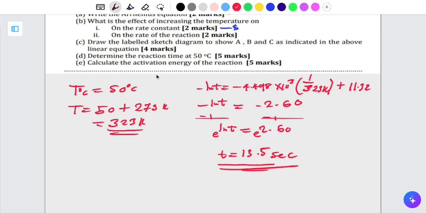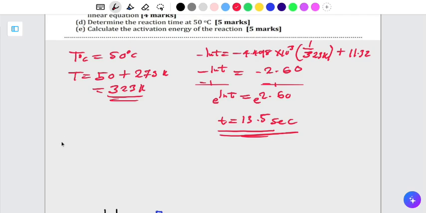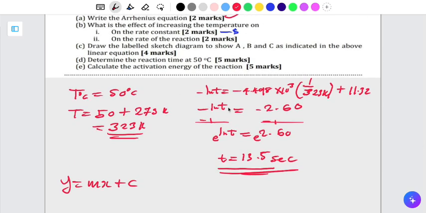What about the activation energy? 5 marks. Activation energy is just very simple. Since that equation is written in the linear form, it is written like this, isn't it? Then here we have identified that this is our y, this is our gradient, 1 over t was the value of x, and then 11.32 was the y-intercept. So it is just very easy.